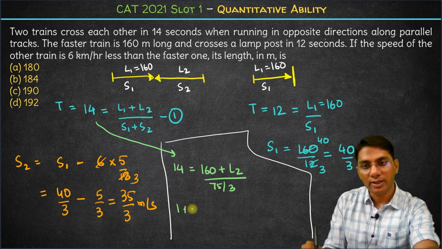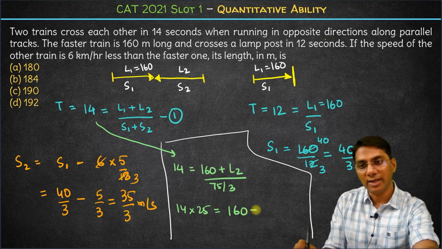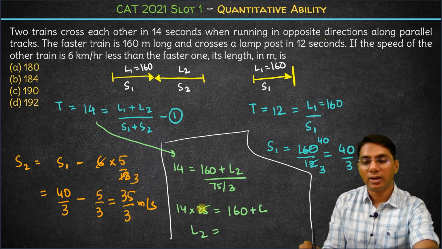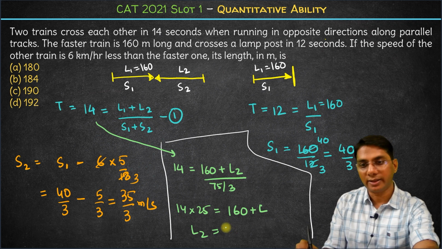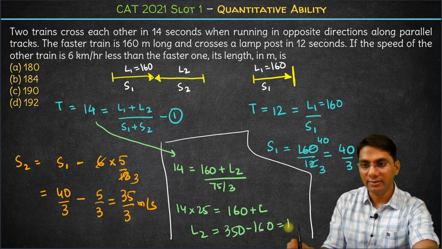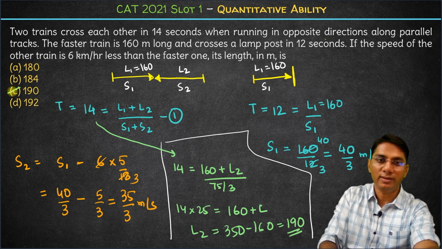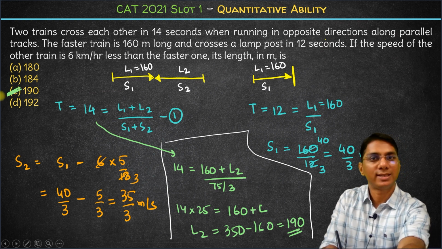So we have 14 into 25 is equal to 160 plus L2. So L2 comes out to be 14 into 25 minus 160. Now 14 into 25 will be 250 plus 100, 350 minus 160. So 350 minus 160 is 190. So length of the slower train is 190 meters. So the correct answer here is option C.